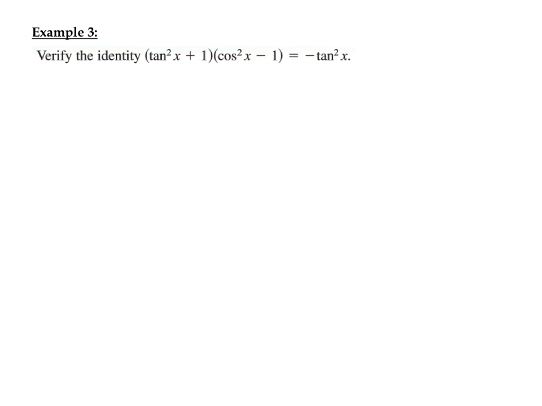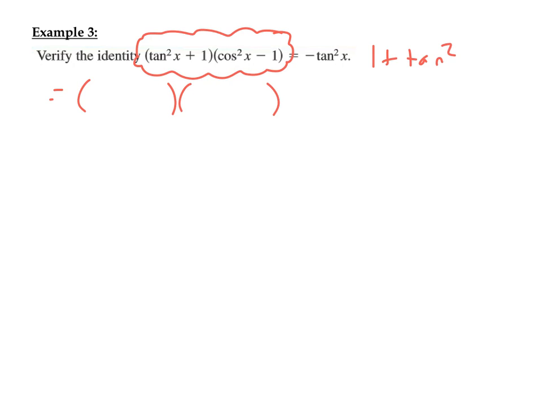Example 3, verify the identity. Start with the scarier side. Boom. Then we're going to put equals. Now, let's see if there's anything on my list. Well, first off, the identity is a product, so it's two things multiplied by each other. And see if there's anything on your handy-dandy formula chart that can help you immediately, and there is. There's this identity that says 1 plus tan squared theta equals secant squared theta.